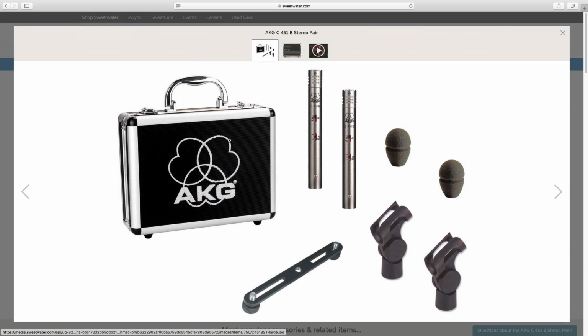The good news is that almost any large diaphragm condenser mic can be used for recording vocals. Small diaphragm condensers I typically reserve for instrumental recordings. Now when it comes to tube versus solid state, you can get some really nice warmth and saturation from a tube mic that you don't get from a solid state mic, but they tend to be more expensive.